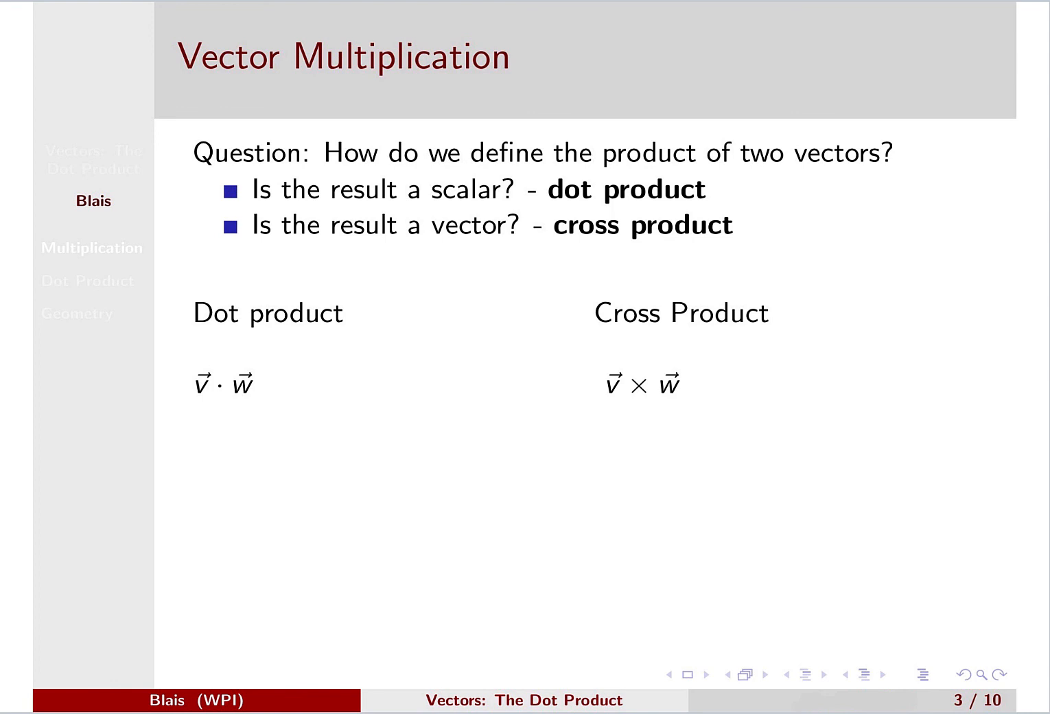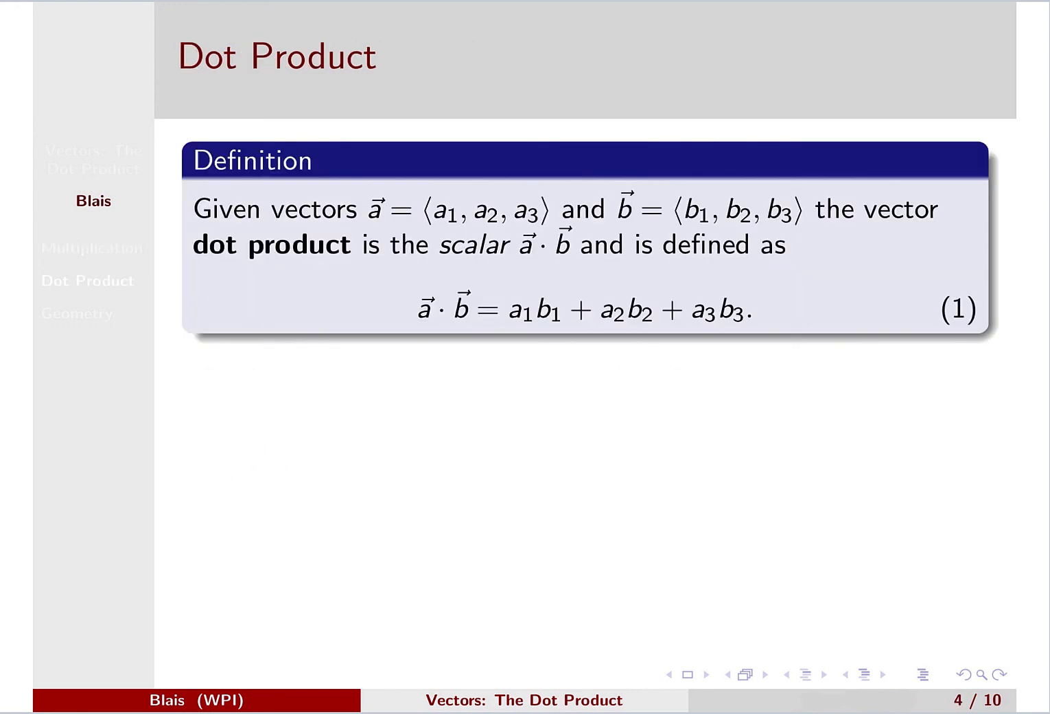The first type, the vector dot product, results in a scalar. And the second type, the vector cross product, will be a vector. We will look at the cross product in the next lecture. In this lecture, we look at the dot product. So, how do we define the dot product?